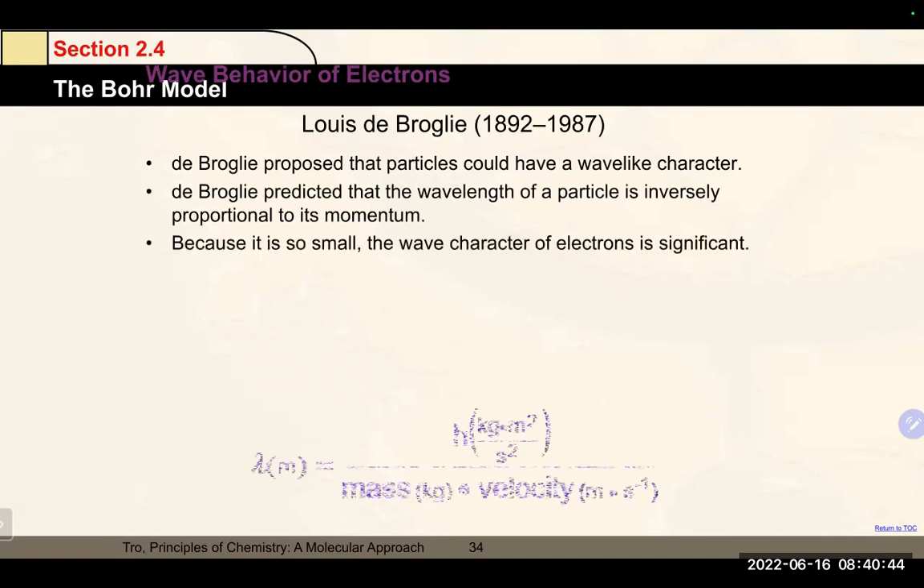All right, so let's talk a little bit about the dual nature of light and matter, as we did before, and the idea that particles like electrons can have wave-like functions, and waves can have particle-like functions. De Broglie came up with this proposed idea: he predicted that the wavelength of a particle is inversely proportional to its momentum.